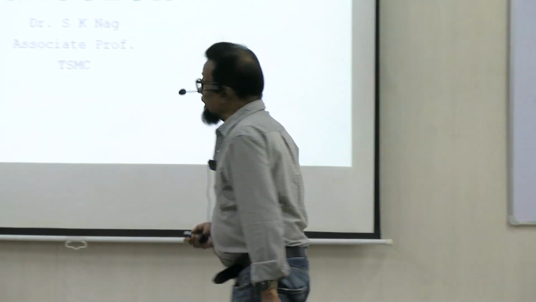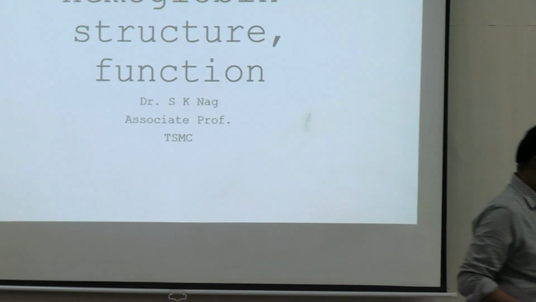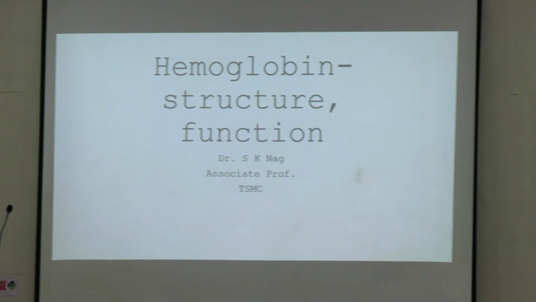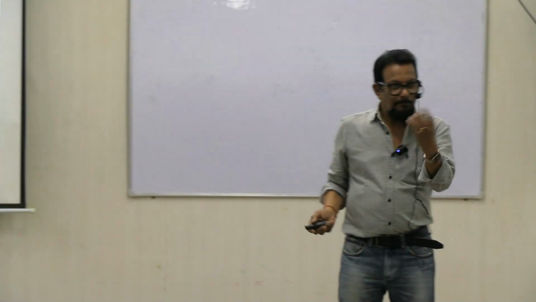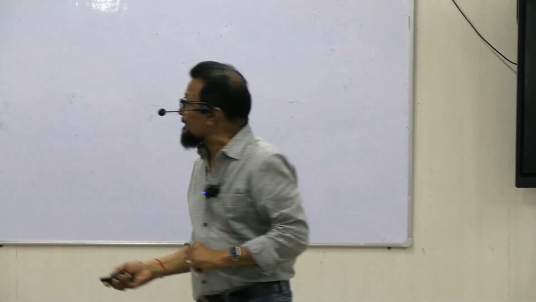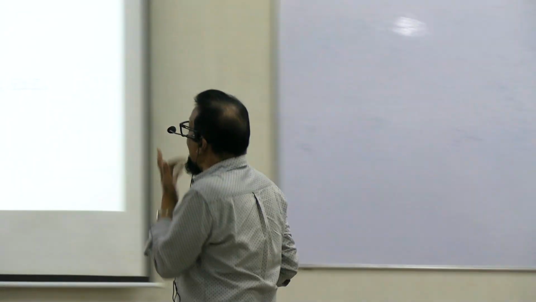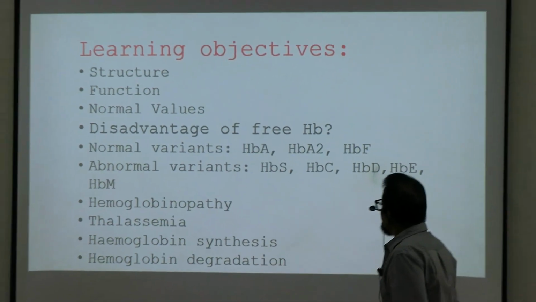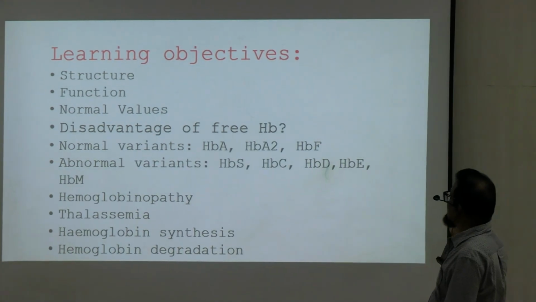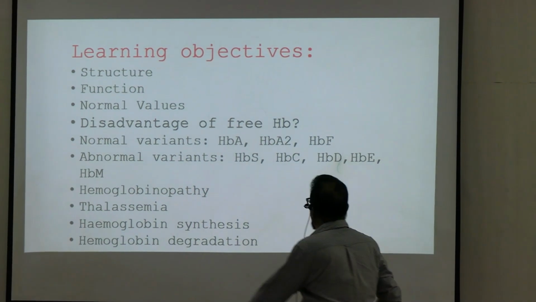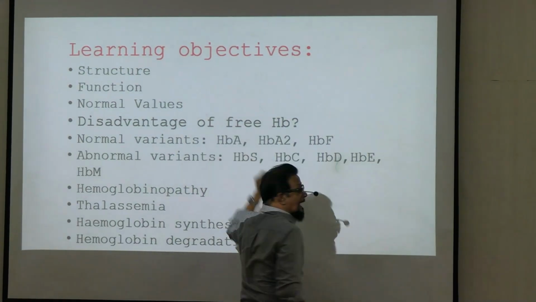Now, hemoglobin. Hemoglobin is a chromoprotein, meaning it has a colored pigment. It is also a metalloprotein since it has iron. Normal values we have discussed. The daily breakdown of hemoglobin we have already discussed. Normal variants: normal HbA, adult hemoglobin.